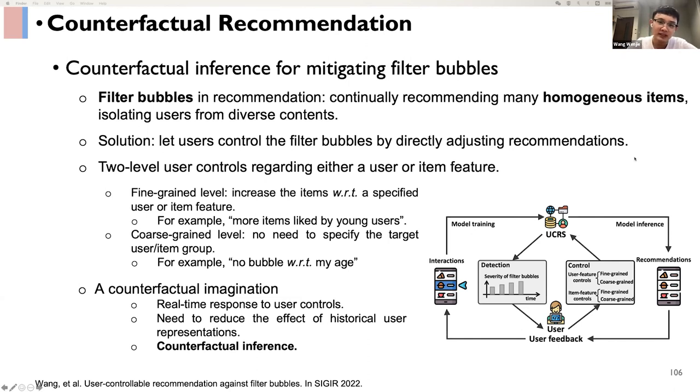Sorry. So in this additional loop, the system will tell the user whether they have some issue of filter bubbles. In this case, the users can decide whether they need to control or adjust the recommendations. They can directly use some control command to adjust the recommendation policy. So the recommendation list can be directly changed by the user's control.